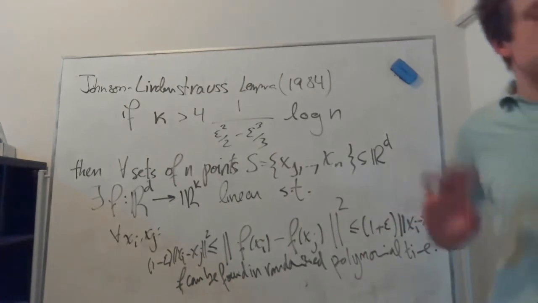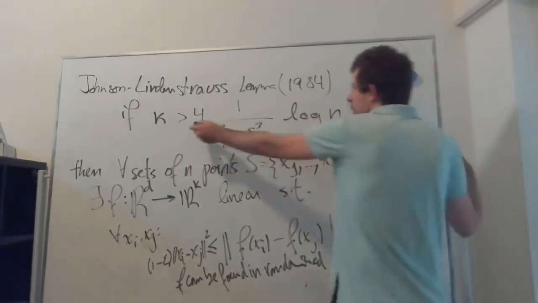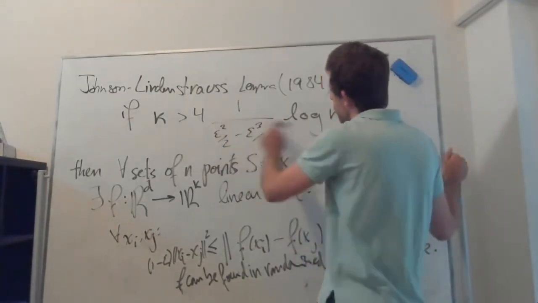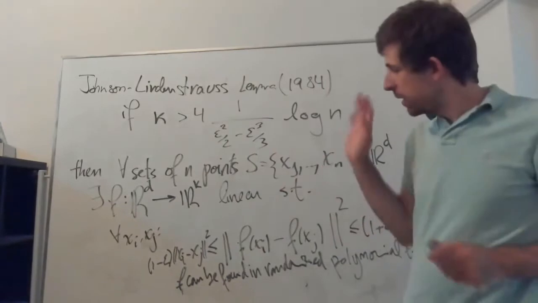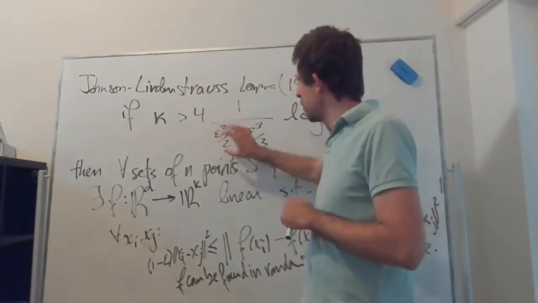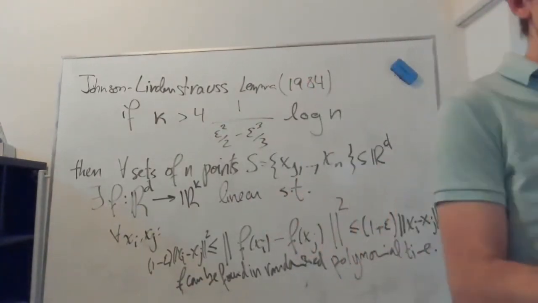Moreover, this is actually known to be optimal. You cannot improve, maybe you can improve the constants, but you cannot improve the behavior of 1 over epsilon squared times log n. This statement is not true with better dependency on epsilon and log n. This was actually proved rather recently.